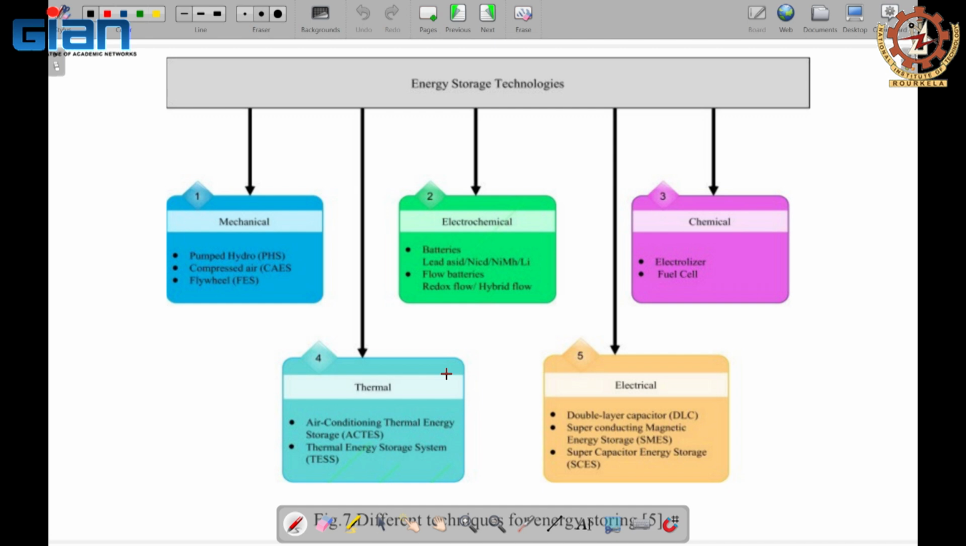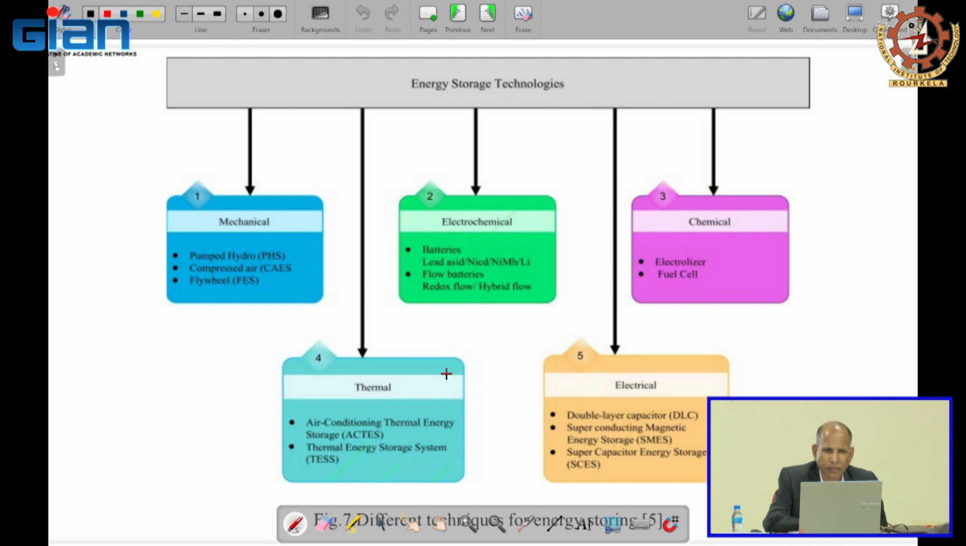different options for energy storage technology, starting with the mechanical systems. In mechanical systems, you can have pumped hydro storage, compressed air energy storage, and flywheel. Then you can have electrochemical, mainly batteries: lead acid batteries, and nickel cadmium. So you can have many options for these batteries. Chemical: electrolyzer or fuel cell.